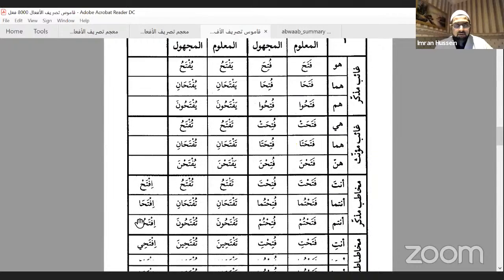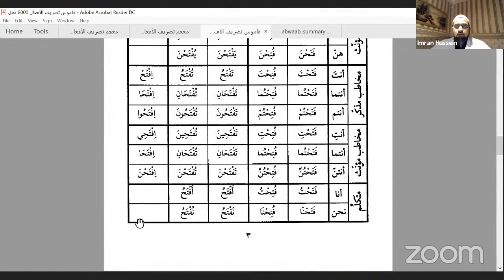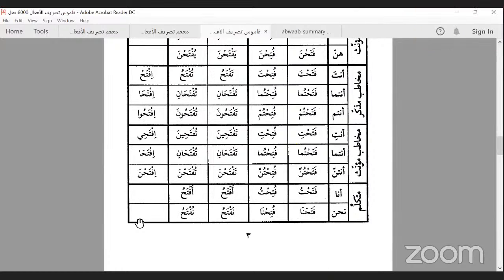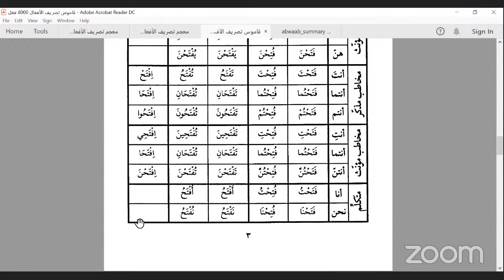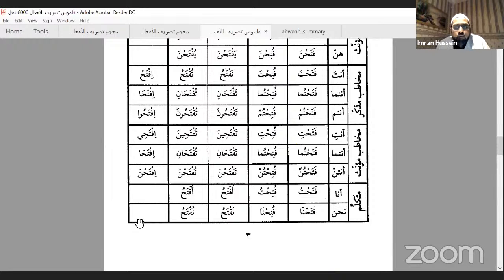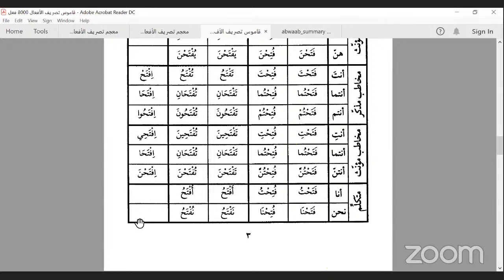Now, to the next one. Taftahu. So, go through the procedures. Yes, the ta is dropped and the hamzatul wasl comes in, and this alif is the hamzatul wasl, and it gets a kasra. Whenever the middle letter has a fatha or a kasra, the hamzatul wasl gets a kasra. If the middle letter has a dhamma, then the hamzatul wasl will be given a dhamma. So it is iftah, and tuftahani becomes iftaha, and tuftahuna becomes iftahu.